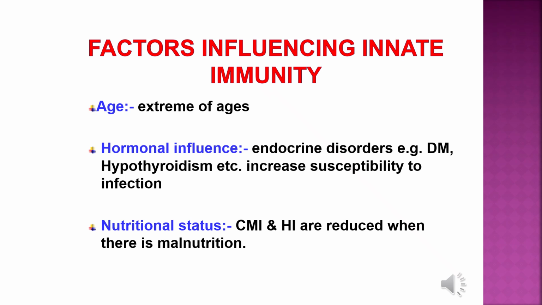Now we will see factors responsible for innate immunity. So it is age, extremes of ages. Extremes of ages have low immunity. Then hormonal influence. Endocrine disorders like diabetes mellitus and hypothyroidism increase susceptibility to infection. So that means low immunity. Then nutritional status. In malnutrition, cell-mediated immunity and humoral immunity, that is antibody-mediated immunity, are low.